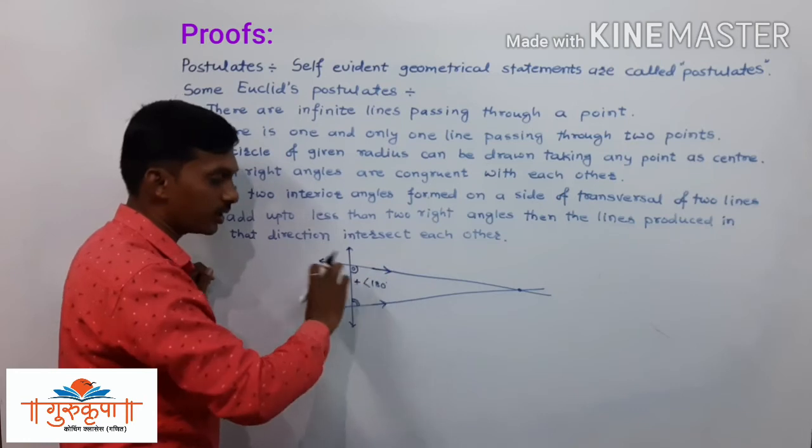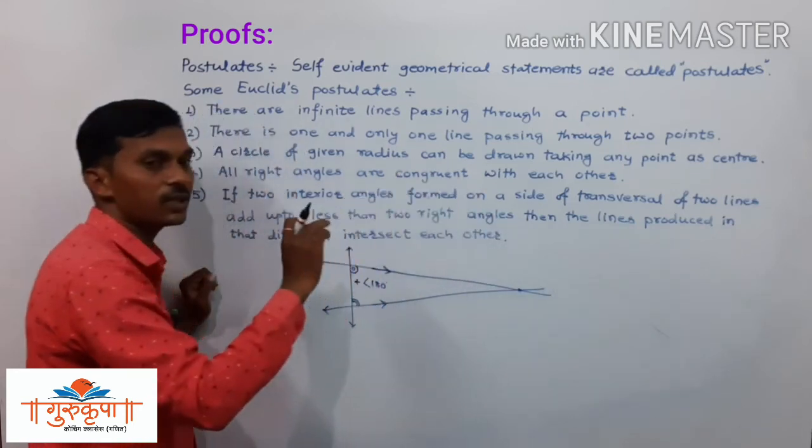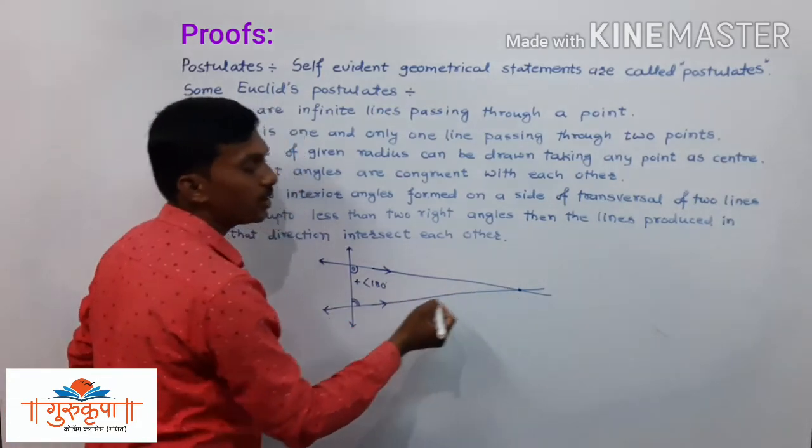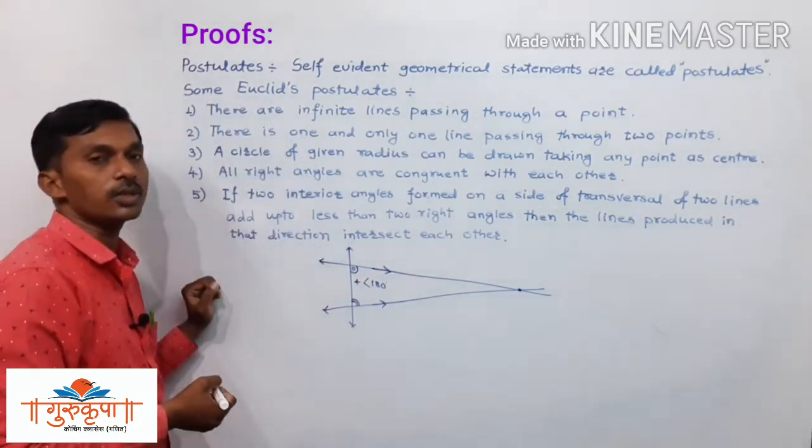In which direction the angles are there? Angles right side line. Right side ला ज्या lines आपल्याला increase कराव्या लागतील आणि जर त्या लाईन आपण increase केल्या किंवा produce केल्या तर त्या लाईन्स एकमेकींना कुठे ना कुठे इंटरसेक्ट होतात.